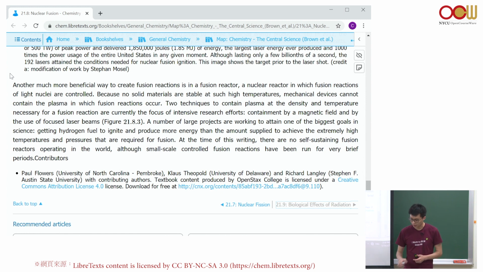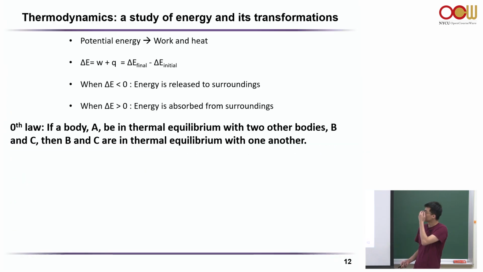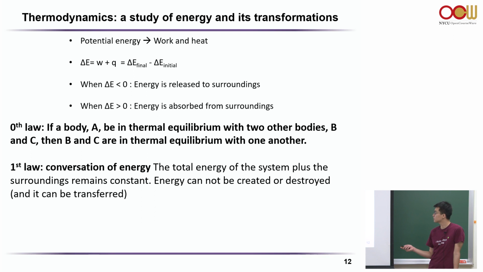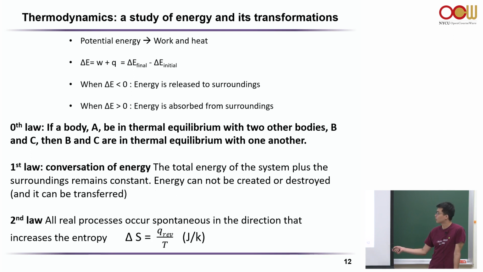Then we will start talking about thermodynamics, and hopefully that will answer some of your questions. So let's quickly review the different laws. The zeroth law basically says that at equilibrium, the temperature will be the same among the bodies. The first law is the conservation of energy. The second law states that all real processes occur spontaneously in a direction that increases entropy.